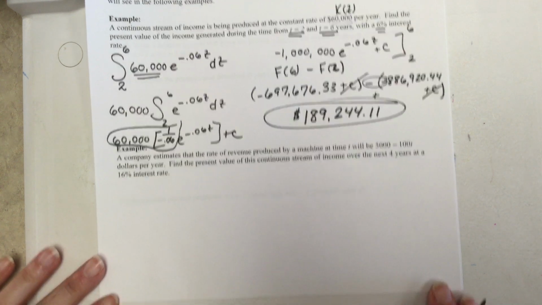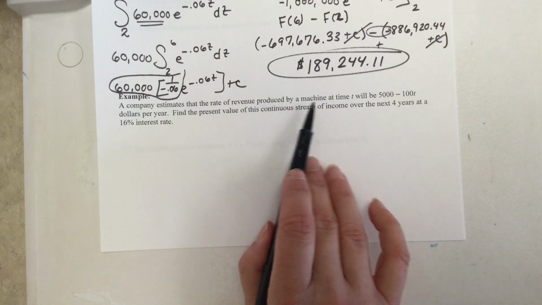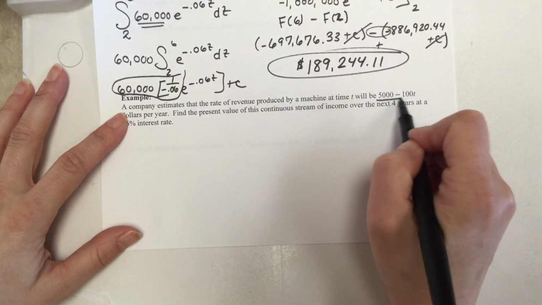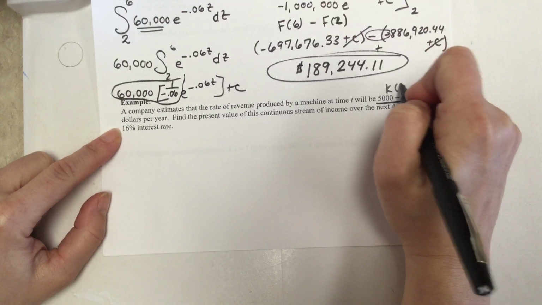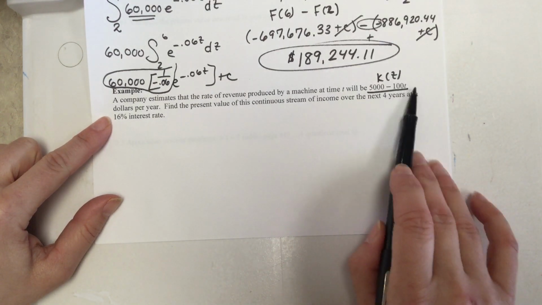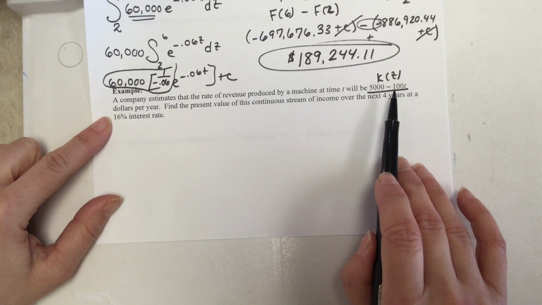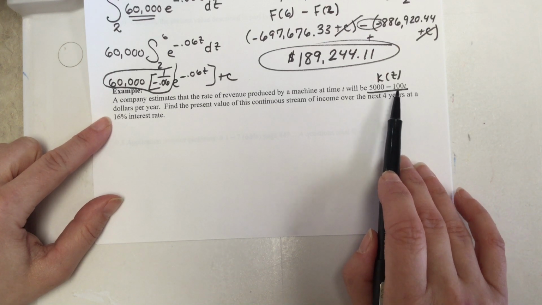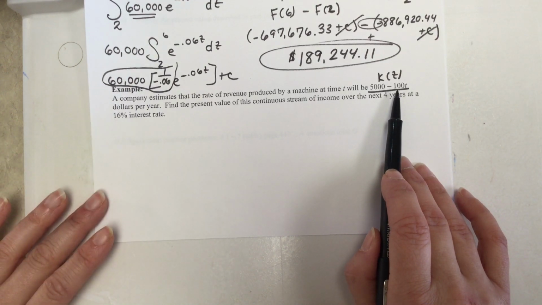Okay, let's go to one where it's going to get a little bit tougher, okay? It says a company estimates that the rate of revenue produced by a machine at a time t will be 5,000 minus 100t dollars per year. So this is K of t. Notice the difference. Here, K of t, every single year it was 60,000. Well, it's going to change from year to year, so it's a function. It's okay for your K of t to be a function versus a constant. And this is why we'll need those advanced methods of solving integrals.